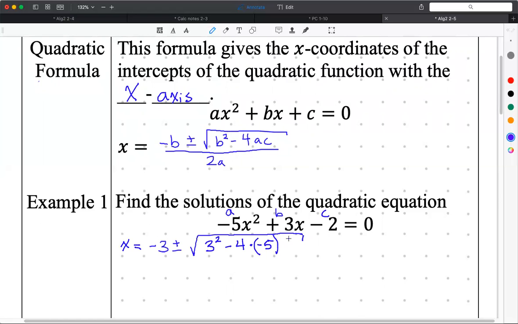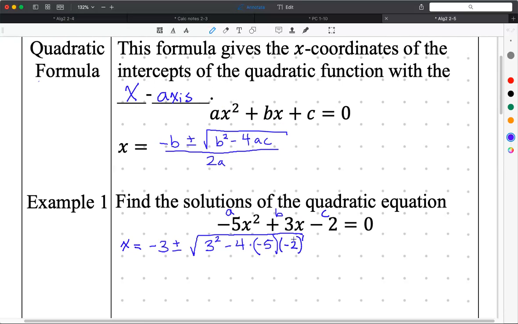Wait, isn't b 3x? That's a great question. So b is only the coefficient. Notice that up here, there's x and there's a b, which means b does not include the x. It's an important distinction to make because people always make that mistake every year, and I forgot to say it. So thank you, Charles. And a does not include the x squared. It's just the a, just the number, the coefficient. So a is negative 5. And then c over here is negative 2.